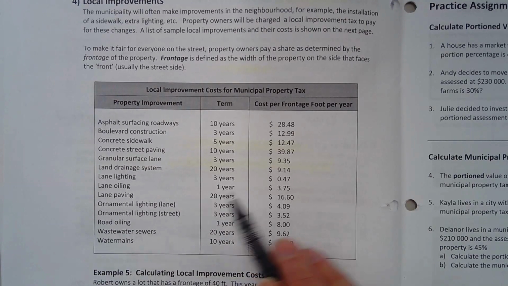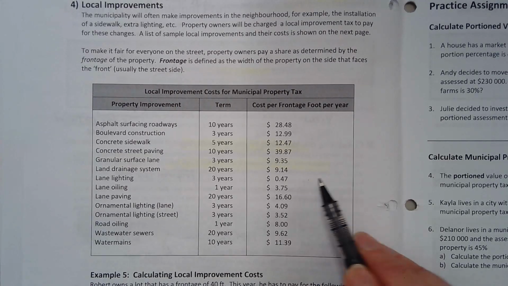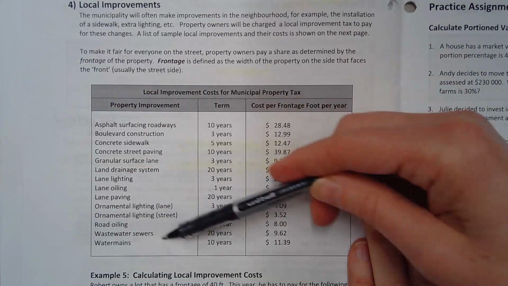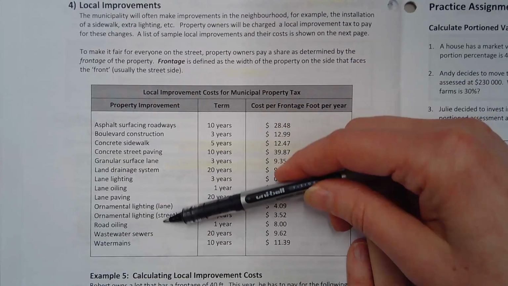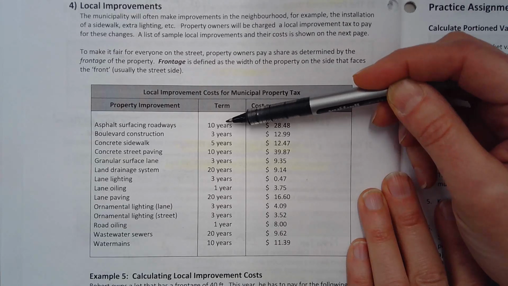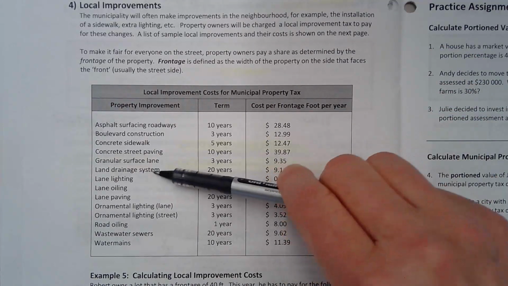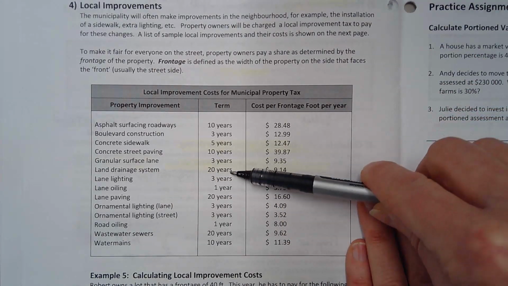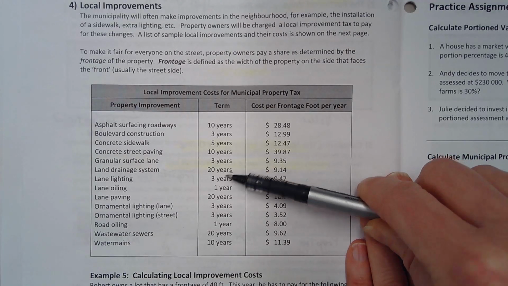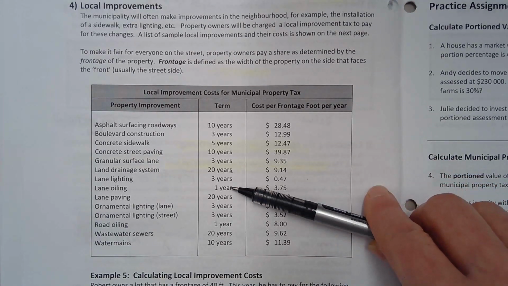So the good thing is this is a really easy thing to work out. It's much easier than the property tax formula. Every one of these things is worth a different amount, and these are the only ones we're really going to study. I think there are a lot more in the whole City of Winnipeg handbook, but we're just highlighting these. The term here is 10 years, 3 years, 10 years. If you got a land drainage system put into your street or had it repaired, you're paying for it for 20 years, so it'll show up for 20 years on your property tax bill. Lane oiling is just annual. You pay for it in 1 year, and unless they do it again, you're done.